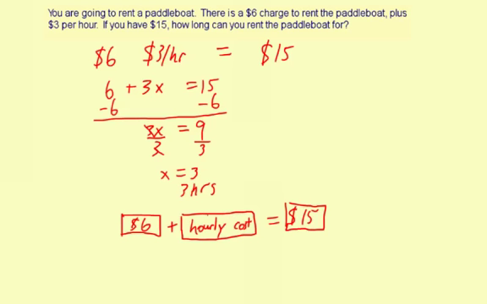Now the $6 is going to come right out of the $15. So if we take out the $6, we're going to take that away also, and that means the hourly cost is going to be equal to $9, because the $9 is what's left when you take away the $6 flat fee. So if you know it's $3 per hour, 3 times what number makes 9 is basically what you're asking, because for the hourly charge you have $9 total, and you know it's $3 per hour. So 3 times 3 is 9, and you're going to have to go for 3 hours.